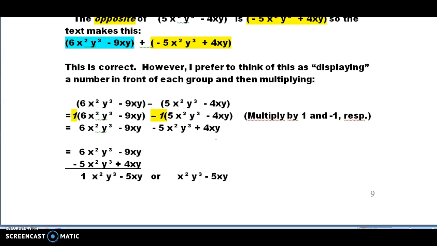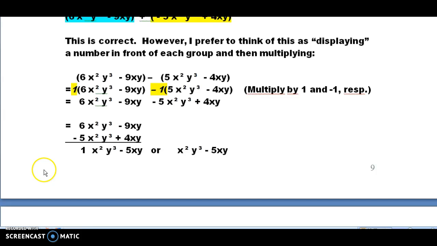Then we go ahead and combine the terms, like terms. So here I have it displayed, the terms that are alike. So 6 minus 5 is 1, x squared y cubed, and minus 9 plus 4 is minus 5xy. Or we can write it without the 1 in front if you prefer.